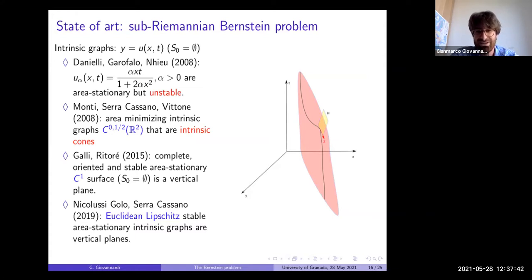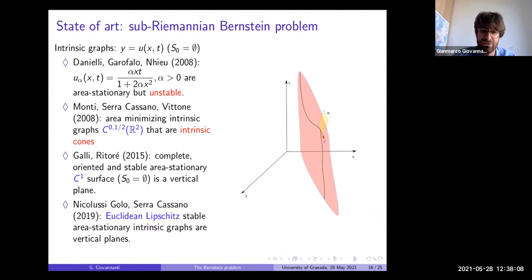So this is completely different. The nature of the Bernstein problem for intrinsic graphs is completely different, because in the Euclidean case, you solve the equation, and automatically by the convexity of the area functional, you are a minimizer.